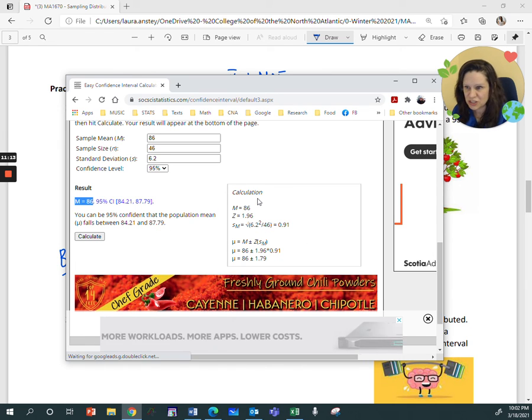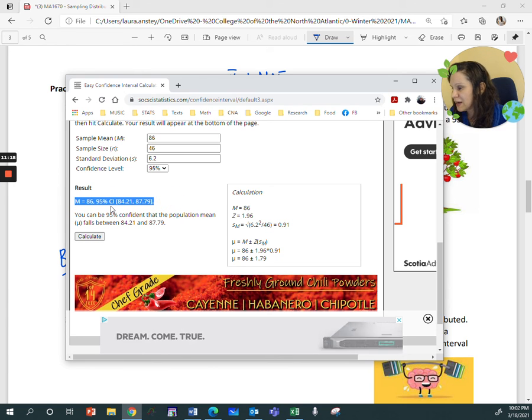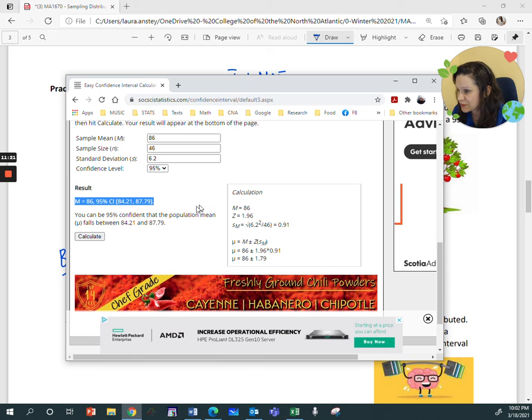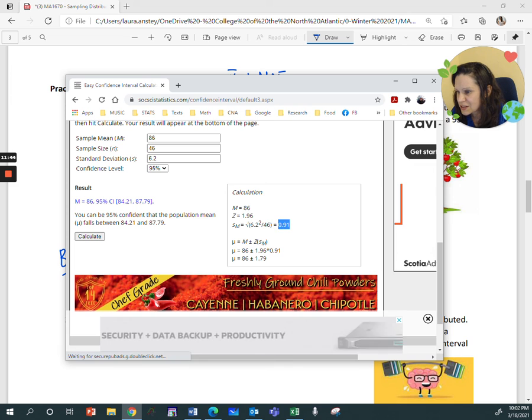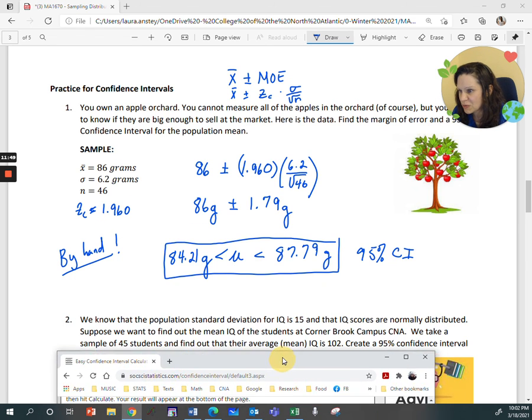Over here, this part doesn't give us the margin of error, did it? No. But over here, it says, okay, here's our critical value, 1.96, which we know. It does the calculation a little bit different than dividing by the square root, but this gives us the standard error right here. And then it puts it in between these two numbers. This is the margin of error, 1.79. Let's just double check, 1.79.